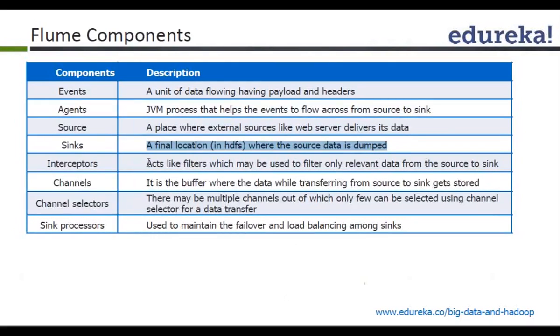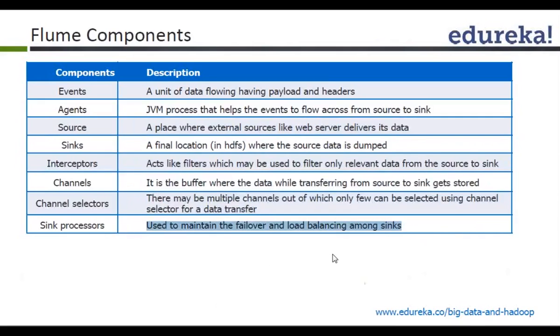You also have something called interceptors, which are primarily filters, so that you only take the data that is relevant for you and put it into a sink. Channel is a link between the source and the sink from where the data gets transferred. There are multiple channels, out of which only a few can be selected using a channel selector for data transfer.